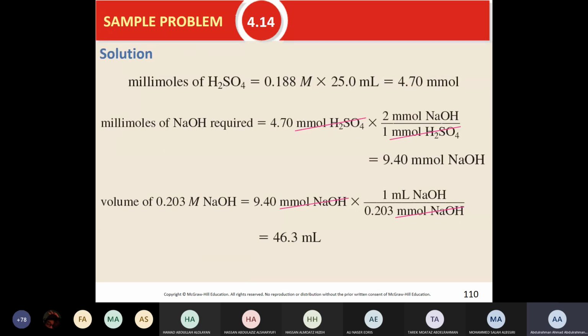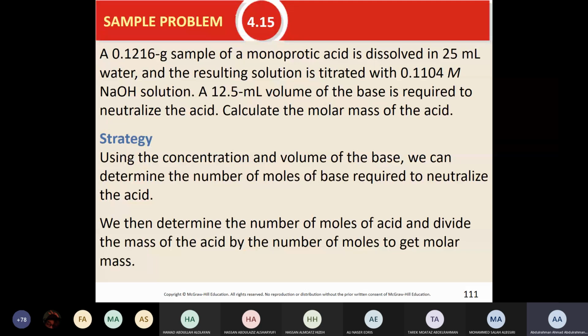Doctor, yes. Can I use in this question M1 multiplied by V1 equals M2 V2? No, I prefer to use molarity. Yes, you can use that one, but you have to be very, very careful. All right. I prefer to use molarity.